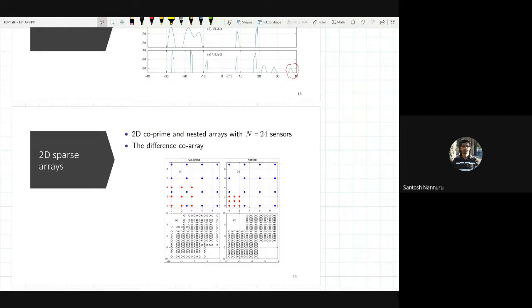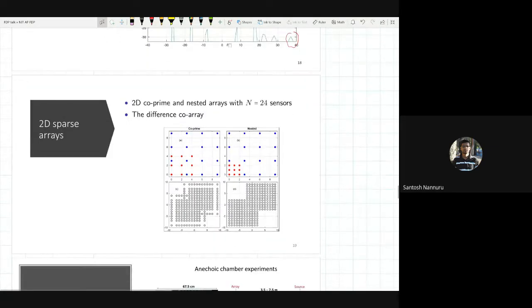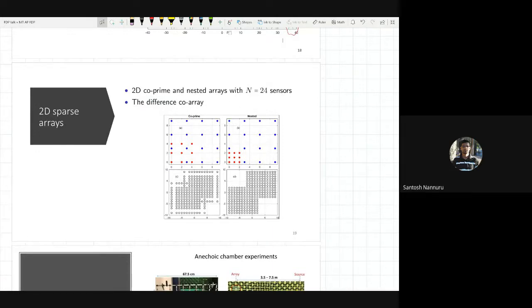So these were all 1D DOA estimation. Same thing, we can have 1D sparse arrays and 1D direction estimation. We can also have 2D sparse arrays and find 2D angles. It's a very similar extension. So I'm not mentioning any theory here, but I'm just going to discuss some results which we got from an experimental analysis.